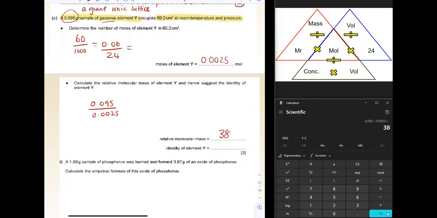So we now need to identify the element Y. Well, we use the information the table has given us. It says it's a gaseous element. So at room temperature and pressure, it's a gas. So we think it's probably going to be a non-metal. There are no metals that are gases at room temperature. So we're going to be looking on the right-hand side of our periodic table.